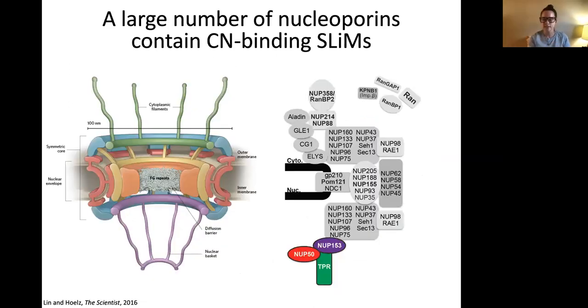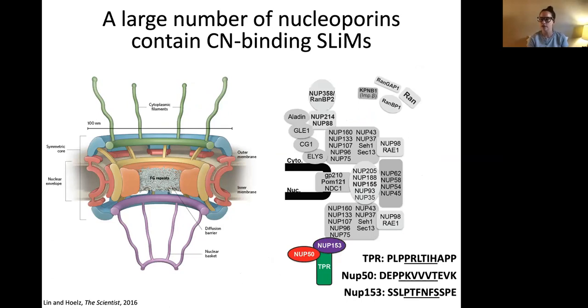So to begin to address this, we went back to what we had learned from our calcineurinome analyses and observed that all 3 components of this nuclear basket structure, shown here in these colorful cartoons, each contained a high confidence PxIxIT motif, suggesting that calcineurin likely interacts with them. We have confirmed that these sequences mediate PxIxIT binding to calcineurin in vitro, which I'm not taking the time to show you today. But what we ultimately wanted to know was whether or not these interactions are occurring in vivo.